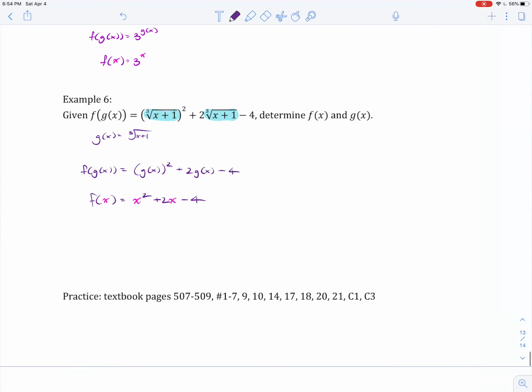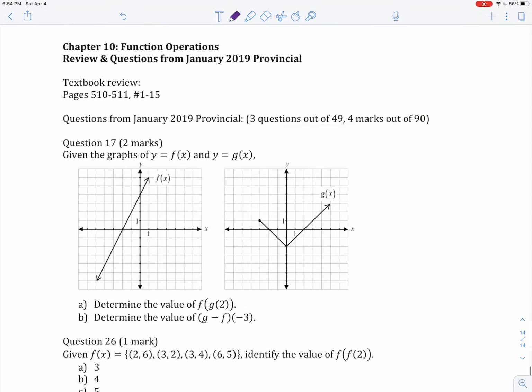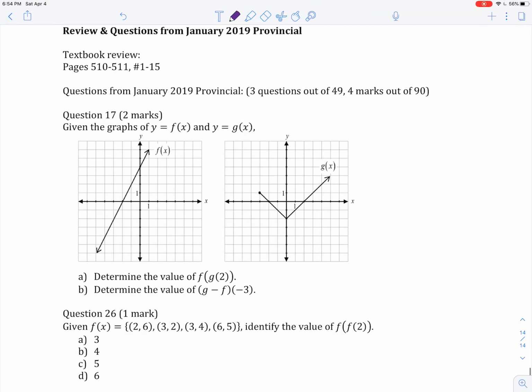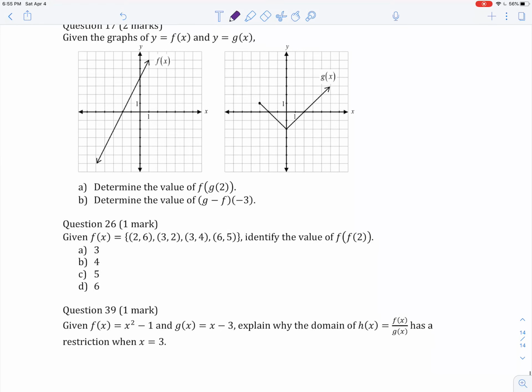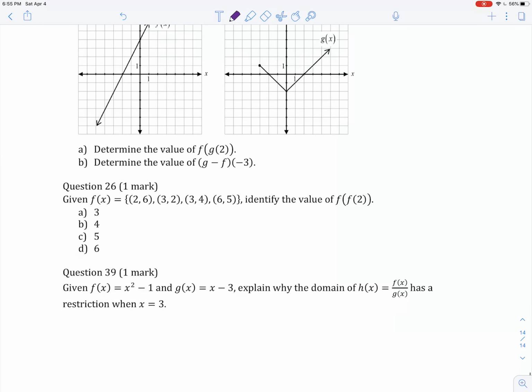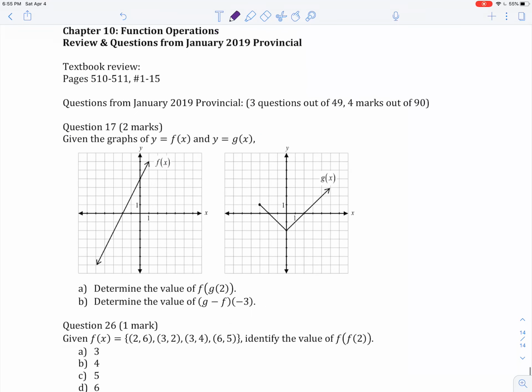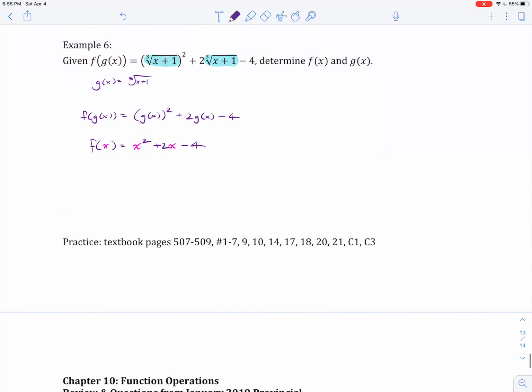With this being the last section of this topic, here's review and questions from the January 2019 provincial, as it's always provided. So here are the ones that are topical. You can check the online marking guide to see how these are marked after you try answering them yourself. If you're unsure as to, like if you didn't get 100% on it and you're wondering how would this be marked, again, send it to me. Let me evaluate it. It's the usual.